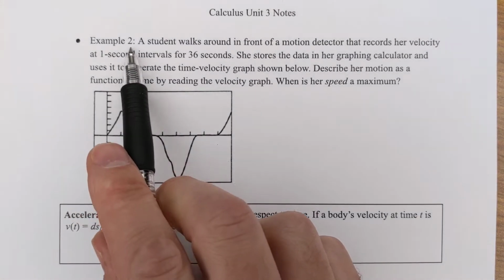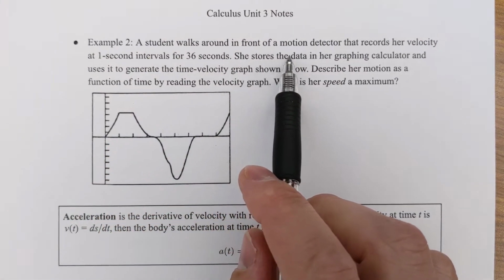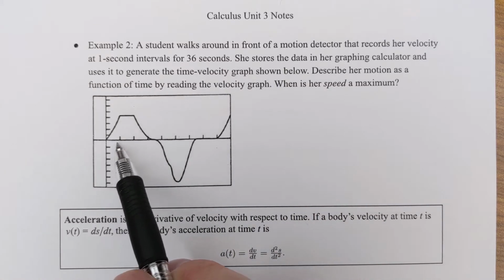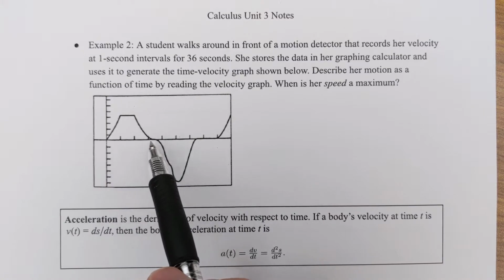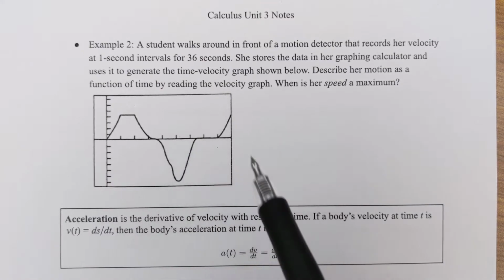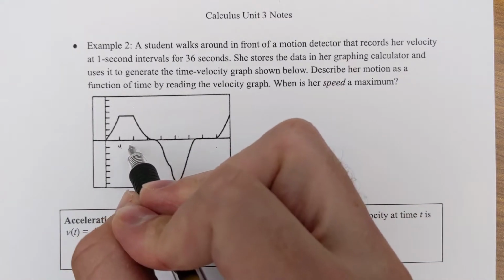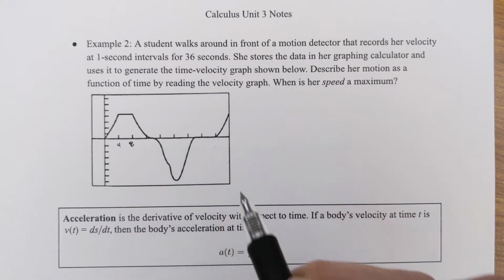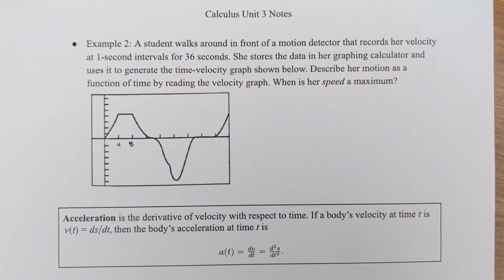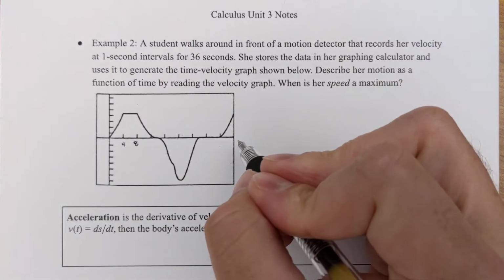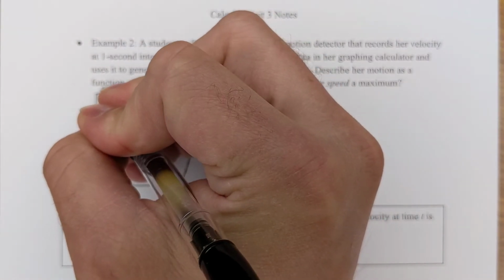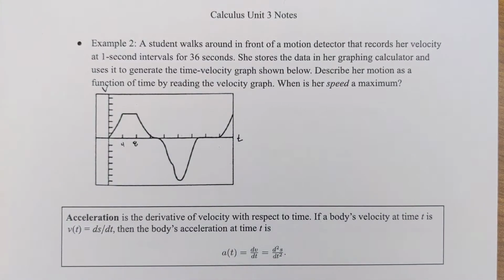Example 2: a student walks around in front of a motion detector that records her velocity at 1 second intervals, up to 36 seconds. Counting 1 through 9, each of these is 4 seconds in order to get up to 36. She stores her graph in her graphing calculator. This axis is time and the vertical axis is velocity. Graph shown below. Describe her motion as a function of time by reading the graph.